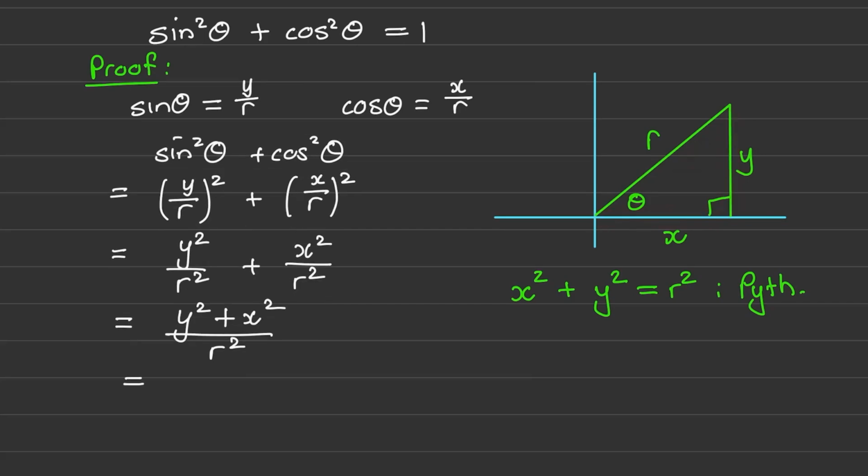Therefore, in our proof, we can exchange y squared plus x squared with r squared. And that is equal to r squared over r squared, which is equal to 1. And so we have proved that sine squared plus cos squared is equal to 1.